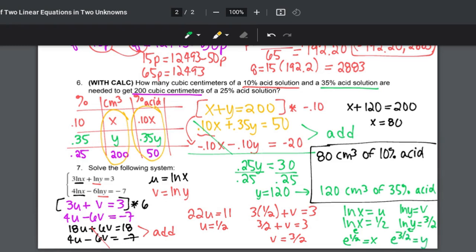And since it says solve the system, we're going to put our final answer in as an ordered pair. So e to the 1/2, comma, e to the 3/2. And that should be your final answer.